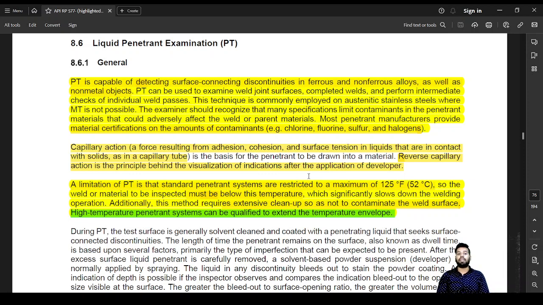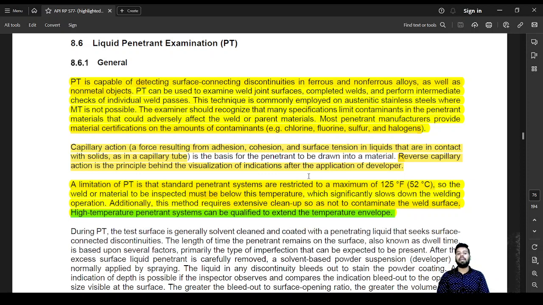Next is capillary action. Capillary action is the rise or fall of liquid in thin sections; due to capillary action the liquid is forced to go inside wherever there is an opening. So the penetrant liquid is something that is capable of capillary action. Capillary action is the basis of the penetrant being drawn inside the material. Reverse capillary action is the principle behind the visualization of the indication after the application of developer.